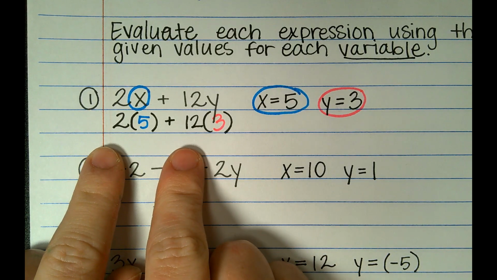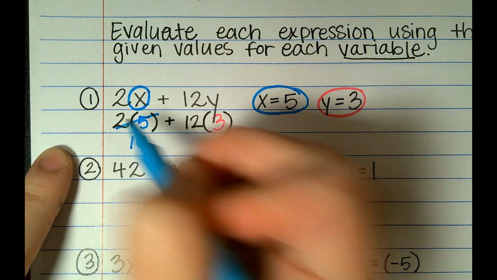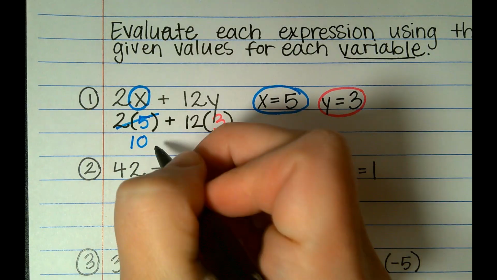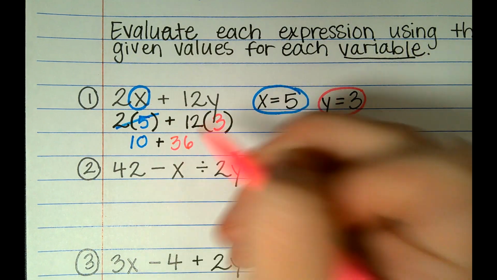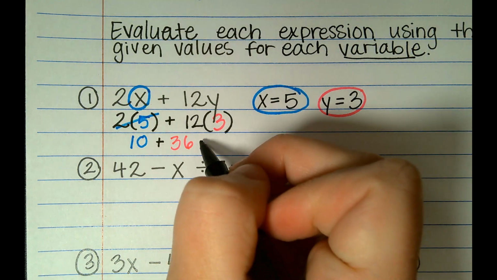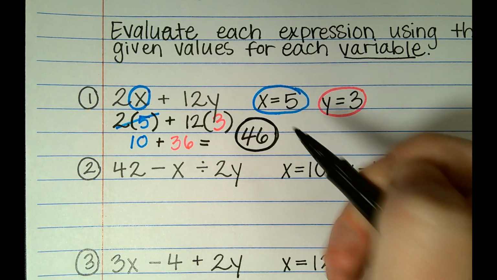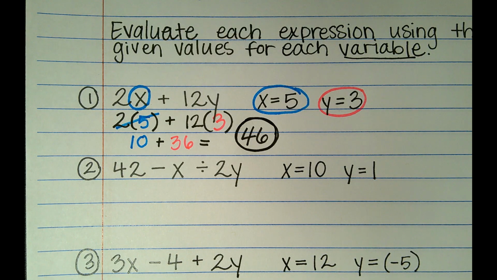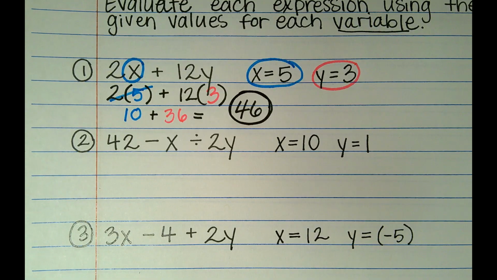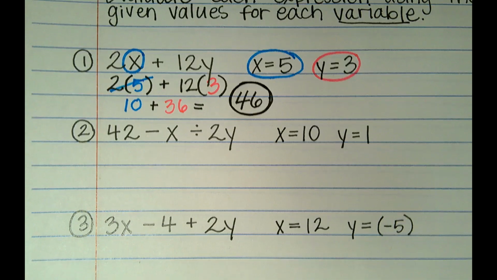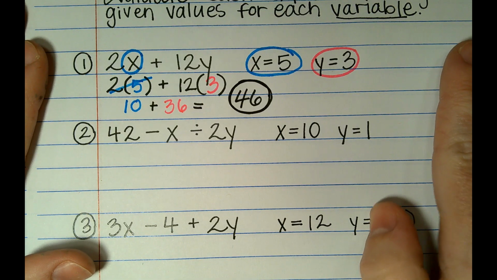Multiply. 2 times 5. Yes, 2 times 5, what is that? 10. Plus 12 times 3. 12 times 3, 36. Good. Equals 46. I got that one right. You got it. Good. High five. Okay, so for number 1, we got 46. Go ahead and take a look at number 2. Before we do, though, do we have any questions on number 1? Or we feel good about it?